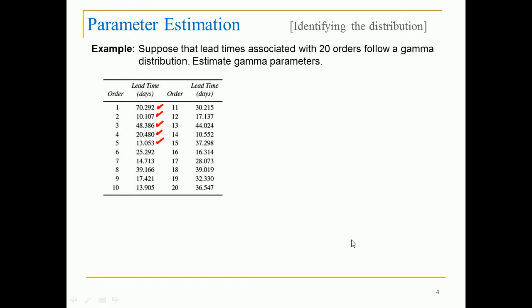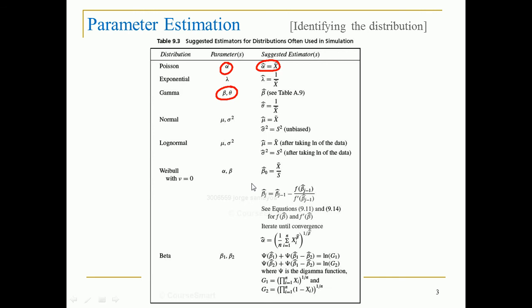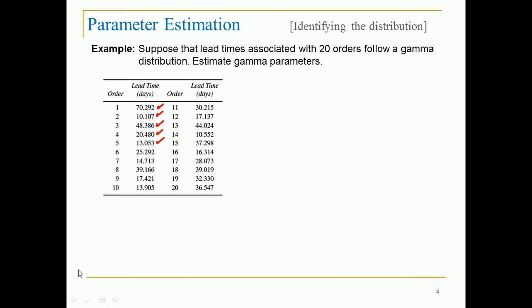So in the table, the table lists theta as the estimation of theta. You need to compute the sample mean, and then look for 1 over the sample mean to get the parameter estimation for theta. For beta, we need to do something else. So I'm going to show you first how to compute theta. This is very simple.